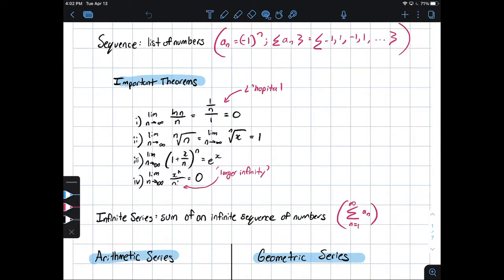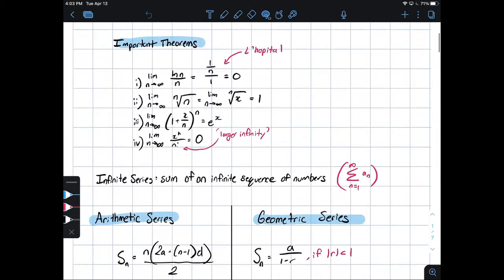We have the limit expansion of e to the x, which is (1 plus x over n) to the nth power. And then the limit as n approaches infinity of x to the n over n factorial is 0. The idea behind this is n factorial is a larger value. It grows larger than x to the n does. It's a larger infinity, in a simple, not that accurate concept, but the answer is 0.